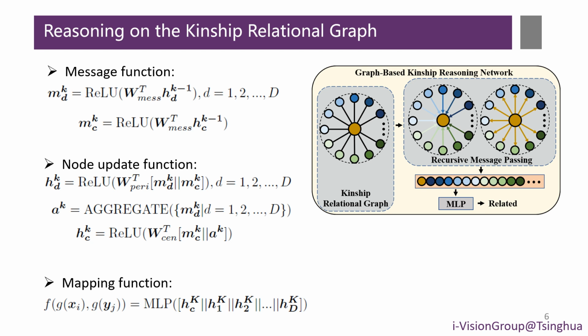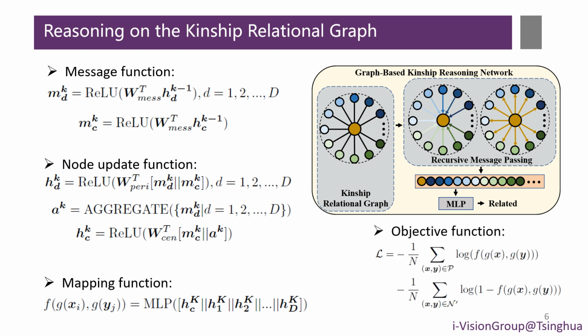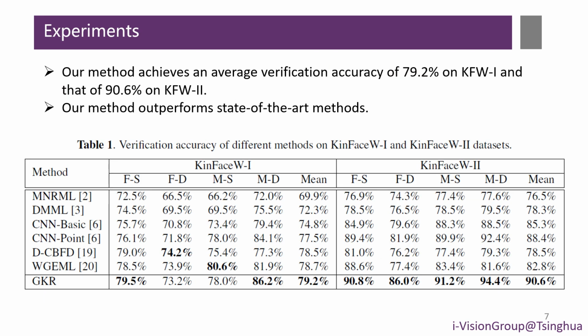To make the final decision, we first combine all these features and send them to an MLP, which outputs a scalar value. We employ the binary cross-entropy loss as the objective function and train the proposed GKR end-to-end. We conducted extensive experiments on two widely used kinship verification datasets, KFW-I and KFW-II, to illustrate the effectiveness of the proposed GKR. We first compare our GKR with several state-of-the-art methods including metric learning-based methods and deep learning-based methods.